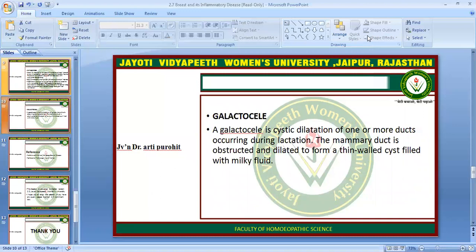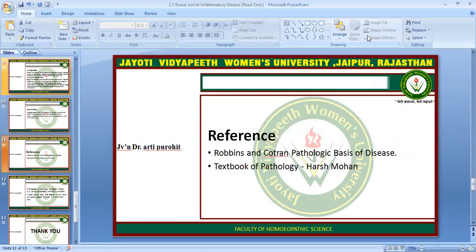This is called the galactocele. It is a cystic dilatation of one or more ducts occurring during lactation. The mammary duct is obstructed and dilated to form a thin walled cyst filled with milky fluid.